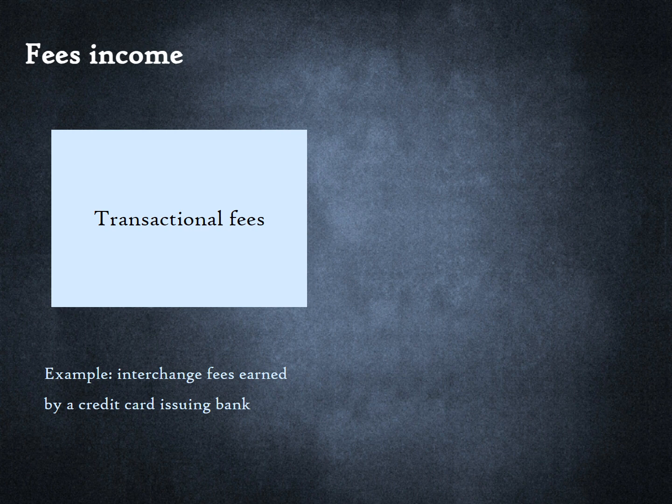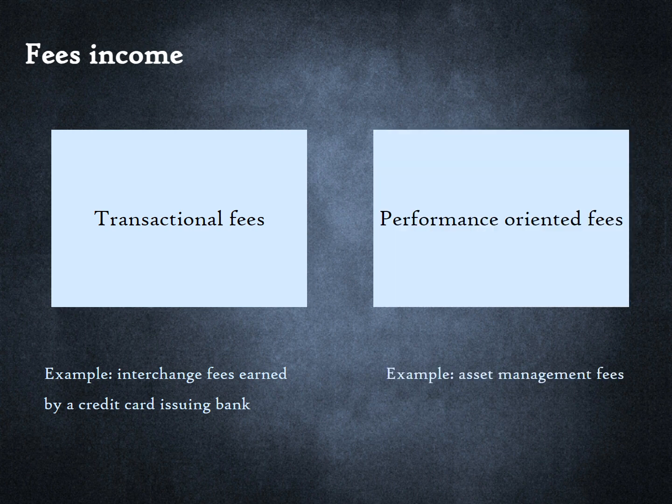The second type of fees are performance-oriented fees. These are fees for services where there can be a wide range of variation in outcome. An example of this is asset management fees. While the amount of fees charged may not always be contractually linked to a quantifiable outcome, a bank's ability to execute well impacts its pricing power for such fees.